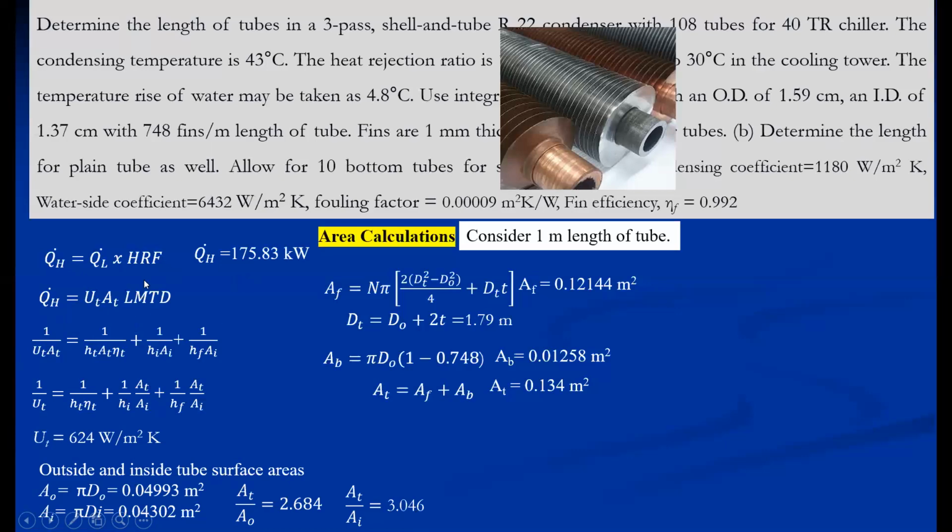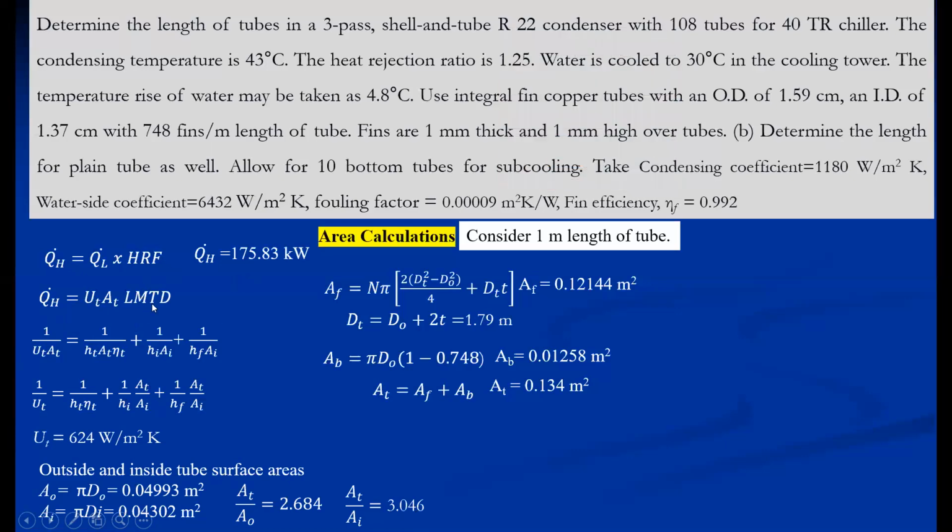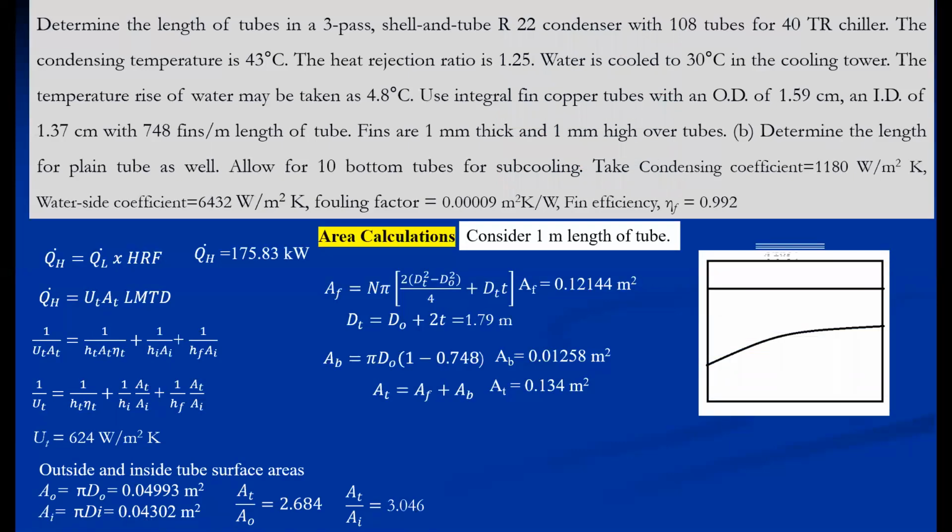Now we have to calculate LMTD. In order to calculate LMTD, again the temperatures are given. Condensing temperature is 43 degrees Celsius. Water entering the condenser is not directly given, but the water is cooled to 30 degrees Celsius in the cooling tower. So after the cooling tower it is cooled, and the cooled water is again recirculated through the condenser. So the water inlet temperature is 30 degrees Celsius. Water outlet temperature is 34.8 degrees Celsius.